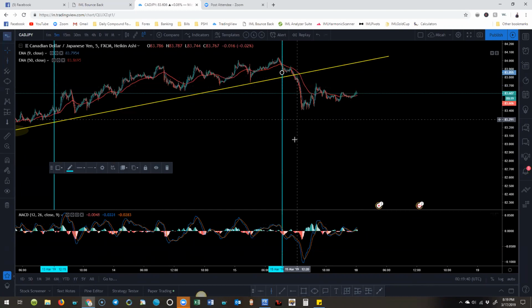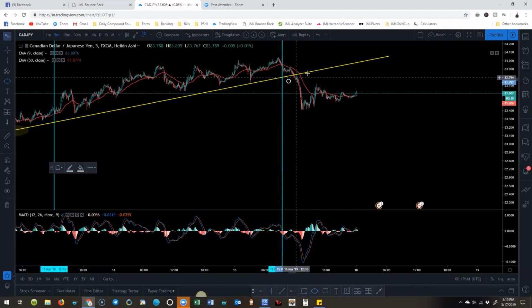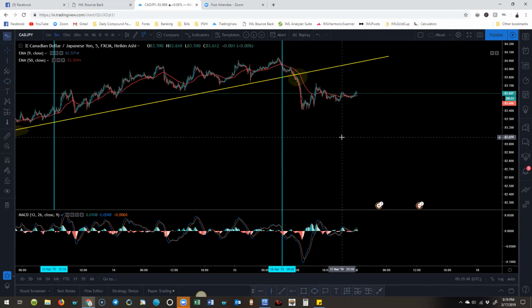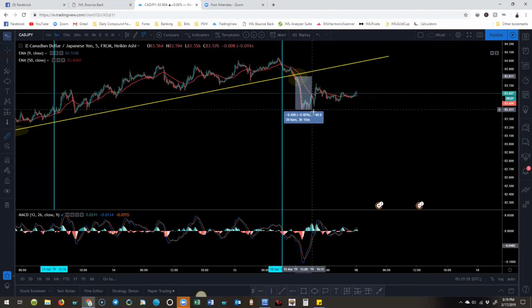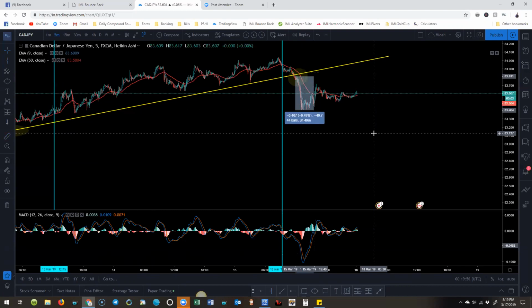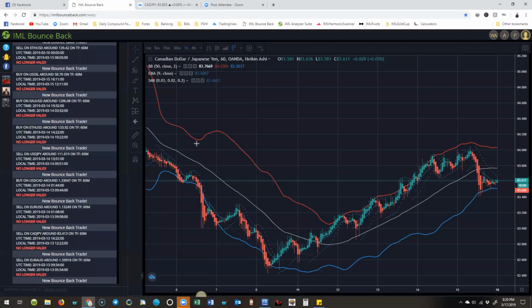So price came down, right? It broke here. So this would be your entry right here. Price broke, entry, about 39, 40 pips on that trade. Okay, let's go look for a 240.